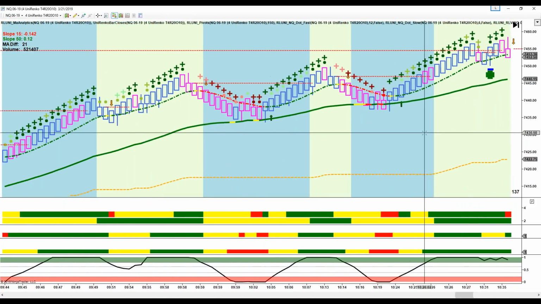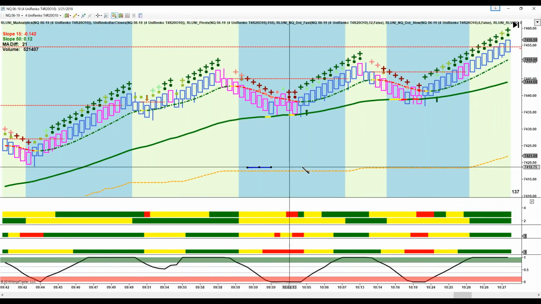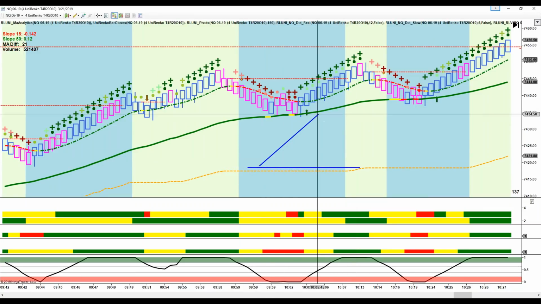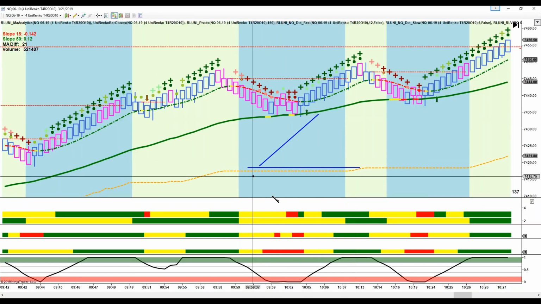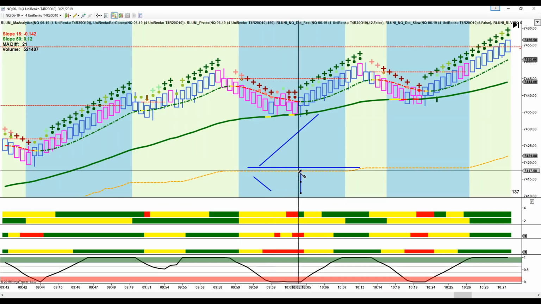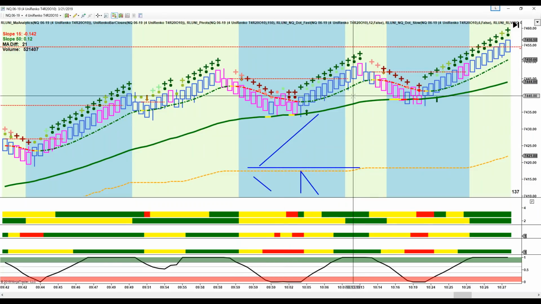Now, the few other lines: this is the volume weighted average price, the VWAP, support and resistance. You want to trade long above it, short below it, and in general, don't trade into it. Price can bounce. And here's the 50 and the 15.